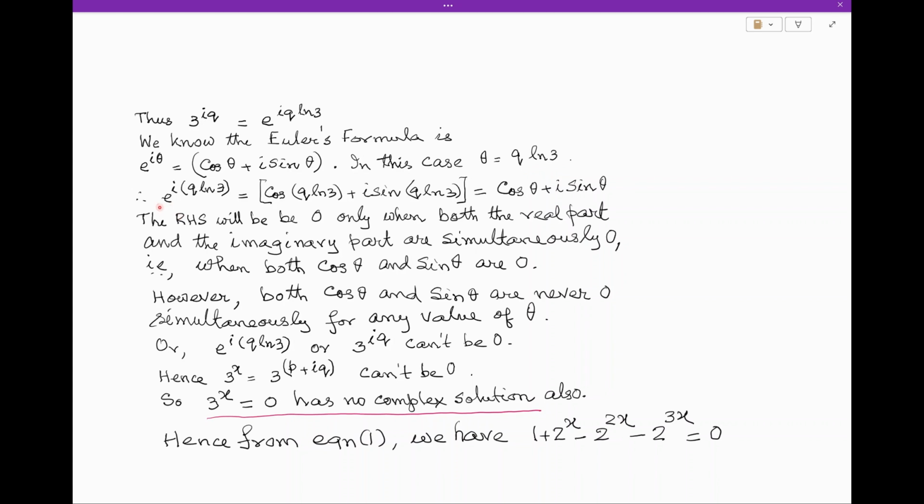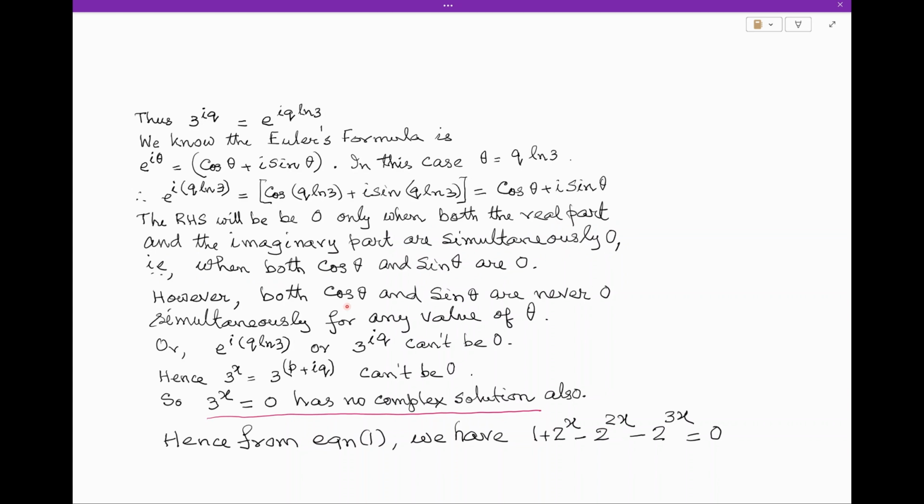Therefore, e to the power of i q natural log of 3 is equal to cos(q ln 3) plus i sin(q ln 3), and that is equal to cos theta plus i sin theta. Now the right-hand side will be 0 only when both the real part and the imaginary part are simultaneously 0. That is, when both cos theta and sin theta are 0.